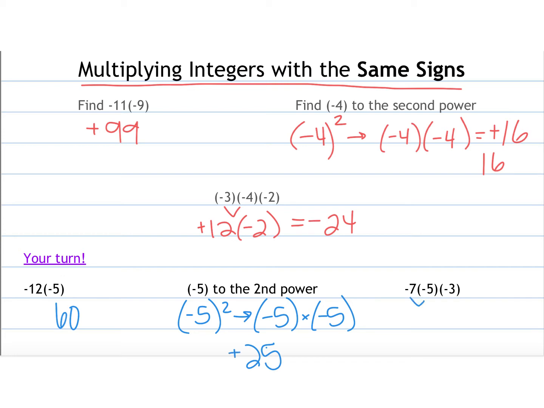Last one, multiply the first two numbers together. Well, 7 times 5 is 35, and a negative makes a positive, and we are multiplying that by negative 3. So 35 times 3 is 105. And a positive and a negative make a negative.